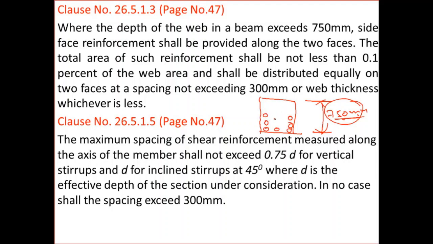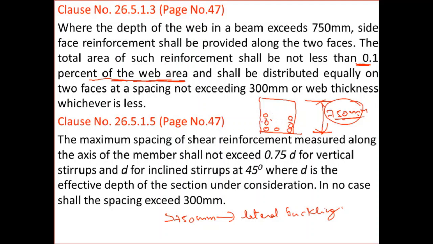Why? Because if the depth of the web is greater than 750 mm, the beam will be subjected to lateral buckling. So in order to avoid the lateral buckling, you have to provide the side face reinforcement, and the area of side face reinforcement should not be less than 0.1% of the web area. Now whatever side face reinforcement you are providing should be distributed equally on both sides.